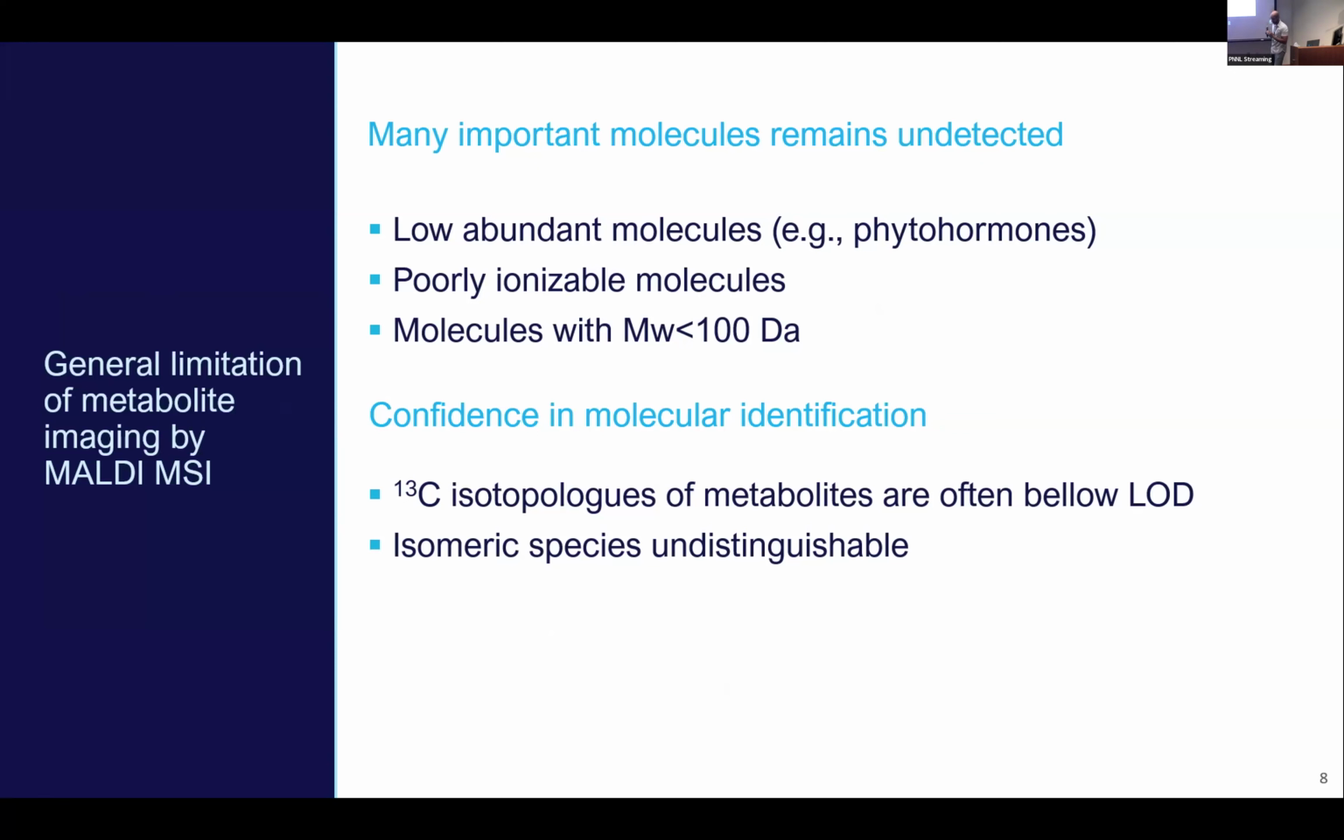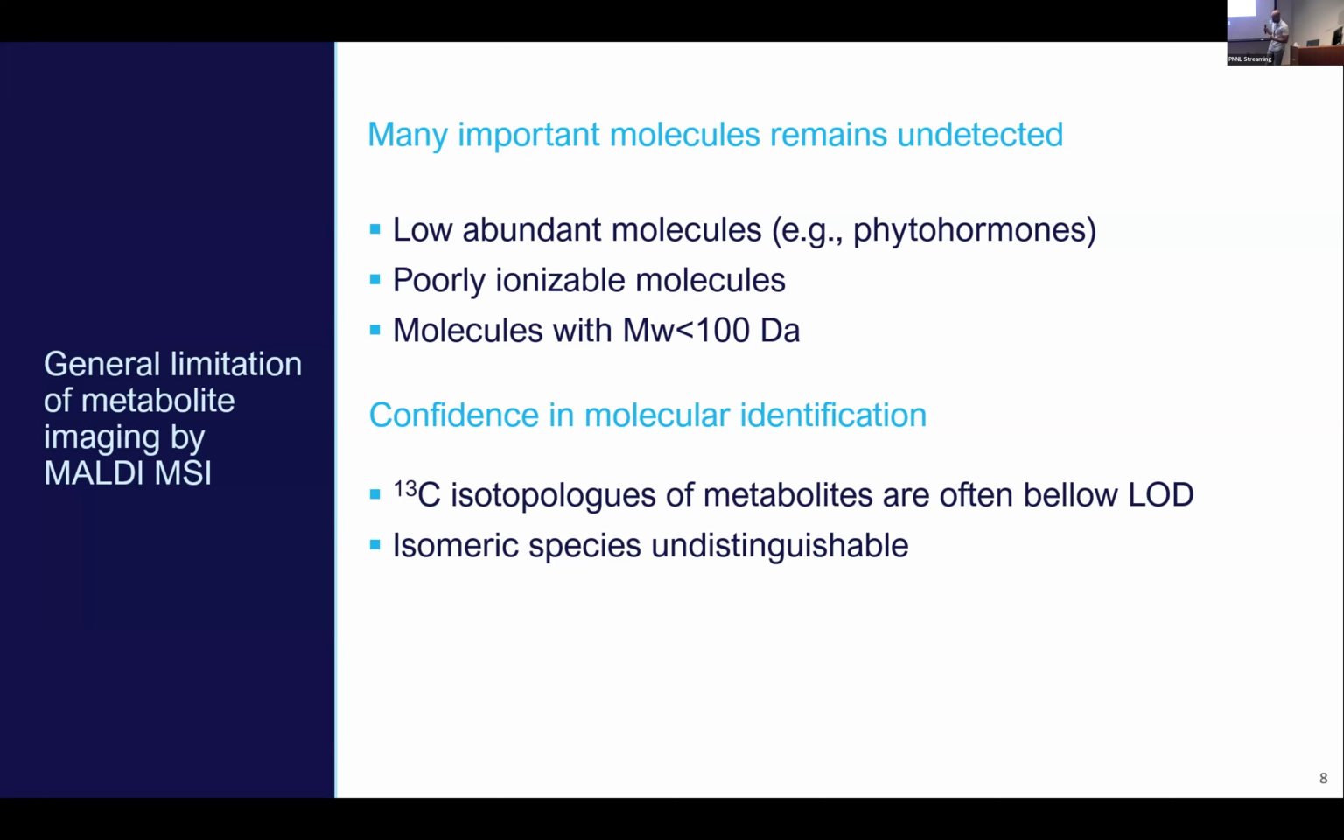However, I want to say here that MALDI mass spectrometry imaging cannot resolve everything. There are some general limitations of this technique. In the first place, we cannot be sensitive to low abundant molecules, like phytohormones, for example. Also poorly ionizable molecules. Remember that if we want to do mass spectrometry imaging, we need to convert molecules into ions, so those that are poorly ionizable are quite challenging to detect. And because of instrument constraints, molecules that are very low in mass, below 100 Daltons, are also undetectable in our capability.